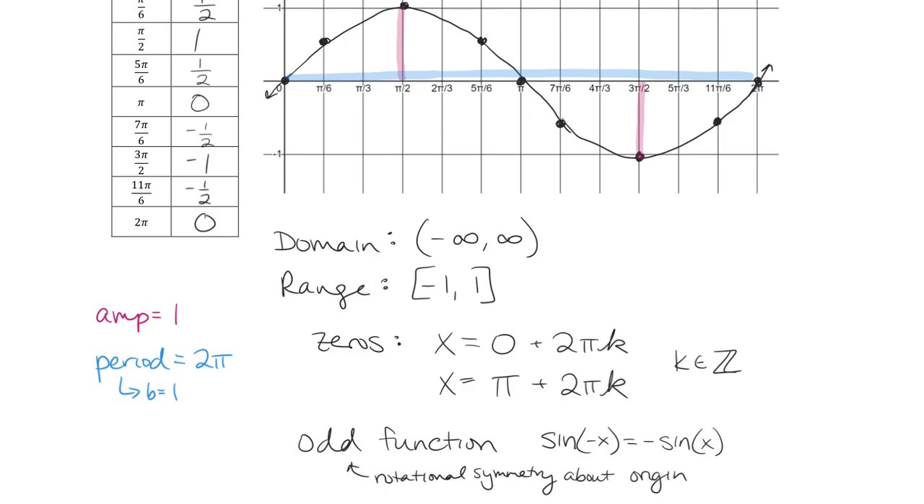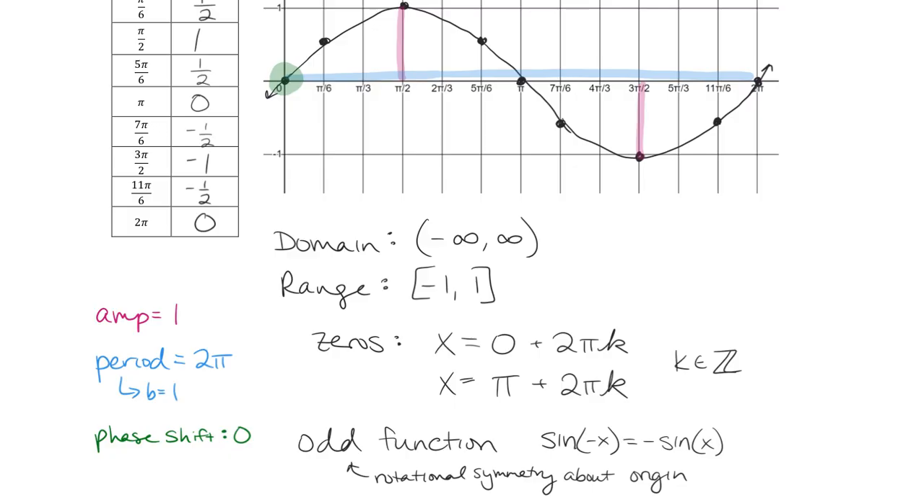For phase shift, I like to see what starts the graph. So we're looking at the y-intercept. What is the y-intercept for the sine function? 0. So my phase shift, well, this graph technically doesn't have a phase shift. My phase shift would be 0 because this is the parent function.